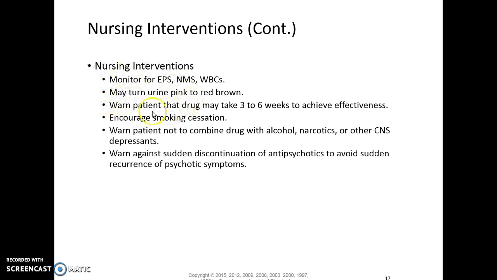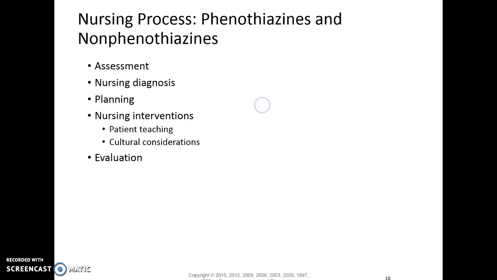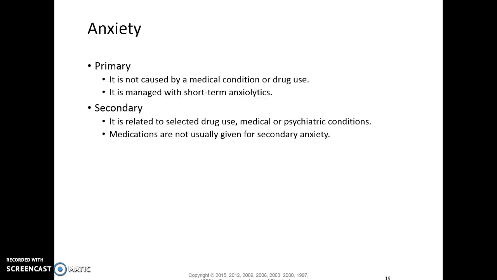Remember, we might want to talk to our patients about how it may take 3 to 6 weeks to achieve effectiveness. That's important because if somebody's in the middle of some type of psychosis, we're going to definitely want them to know it's not going to fix overnight and instantly. Again, go through your nursing processes for antipsychotics.